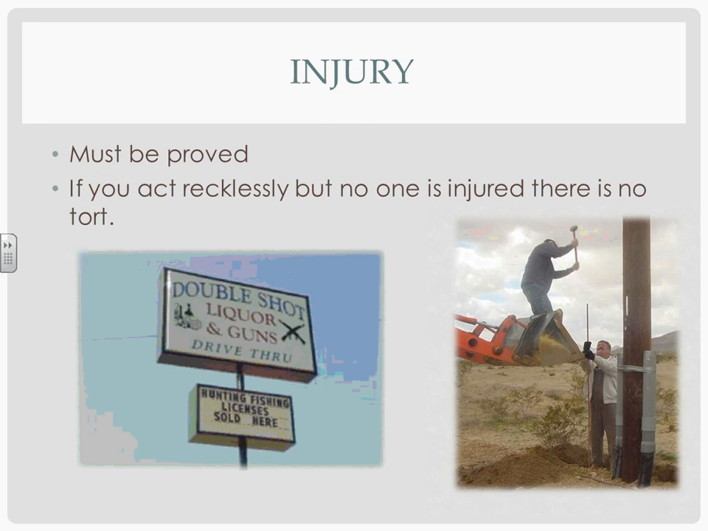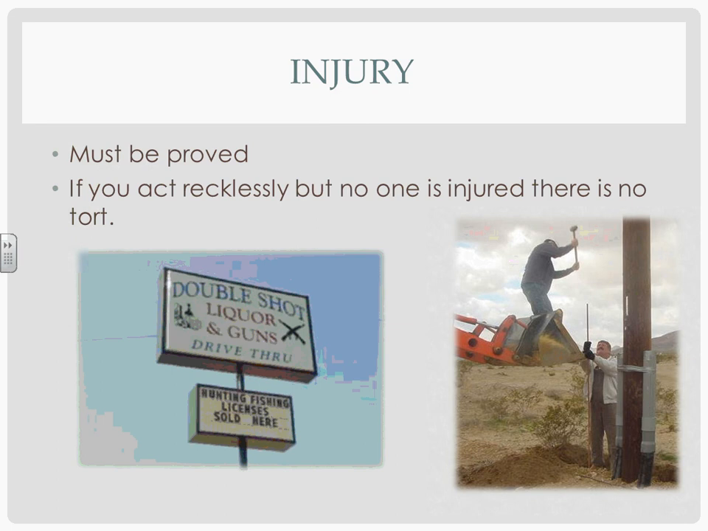My example here, can you see these pictures? There is a guy standing in the bed of a bulldozer front end loader, and with that, he is using a sledgehammer to bang a steel pole into the ground next to a utility pole. Nothing could go wrong here, right? Not the smartest thing happening here. Over here we have a store called Double Shot Liquor and Guns. It's a drive-through. It says hunting and fishing licenses sold here. Nothing could go wrong if we're selling liquor and guns to people in a drive-through. Probably not the best idea.